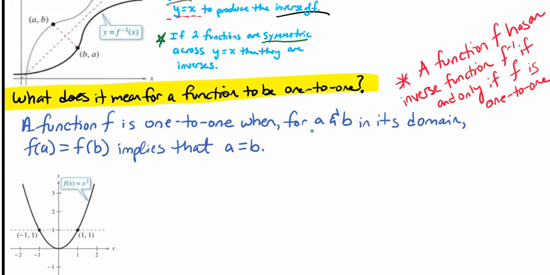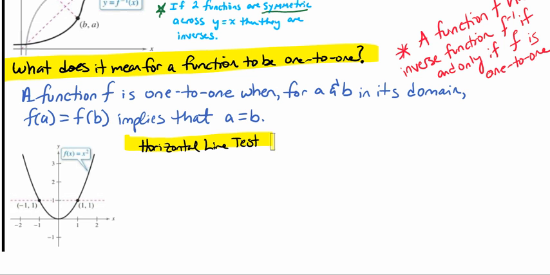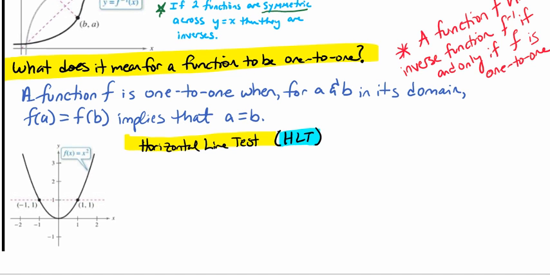So here we have a picture of a graph. We're going to talk a little bit about the horizontal line test. Sometimes it's known as the HLT for short. The horizontal line test works very similarly to the vertical line test. For the vertical line test, remember we have a vertical line and we move it from left to right. As long as it only touches our graph one time, each time we move it, then it's going to be a function.